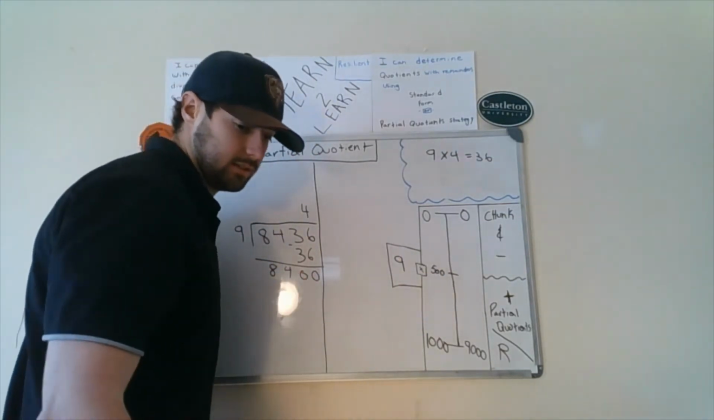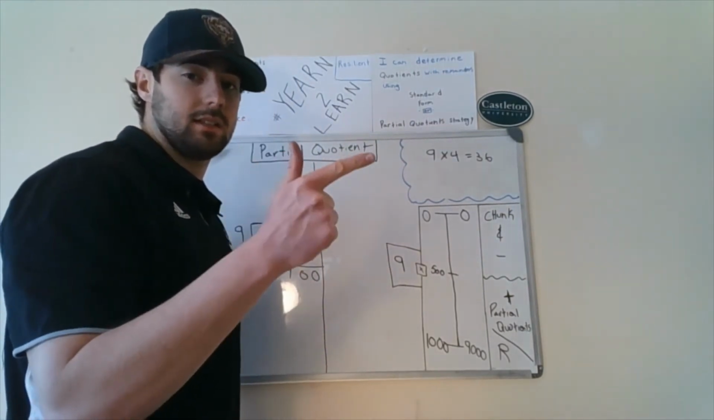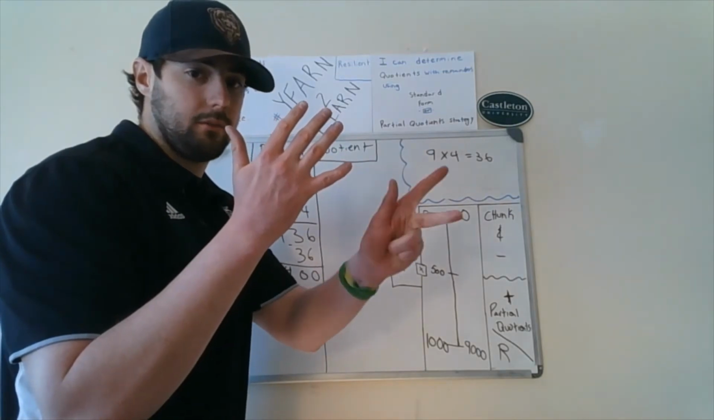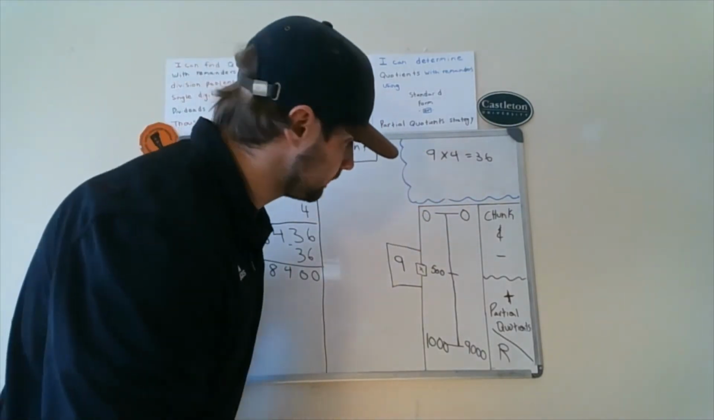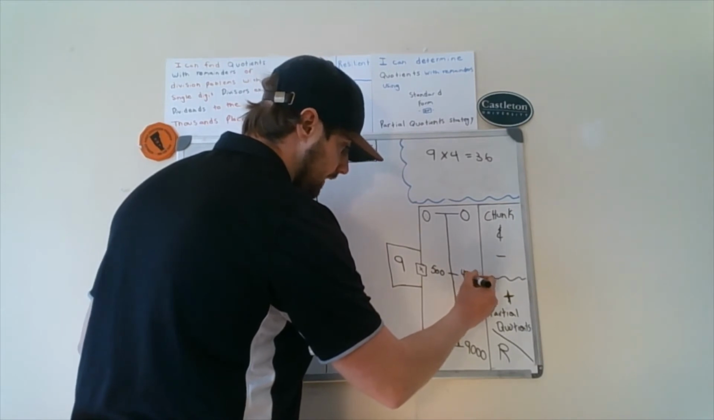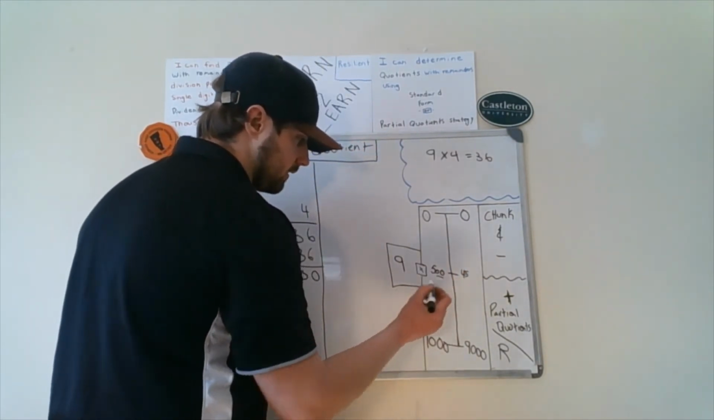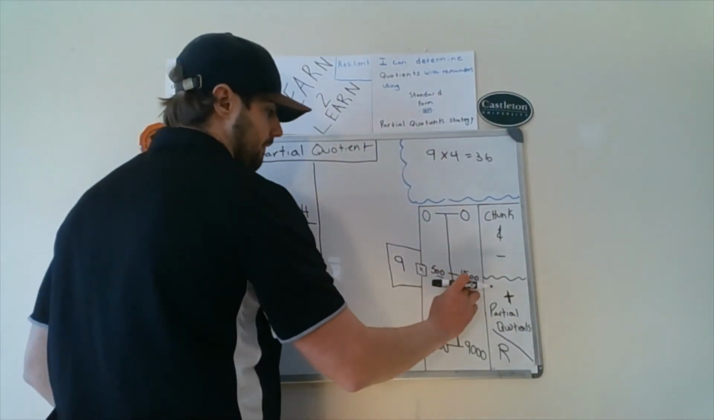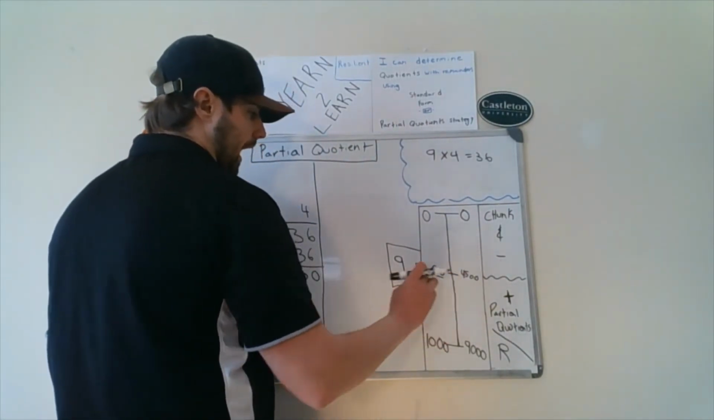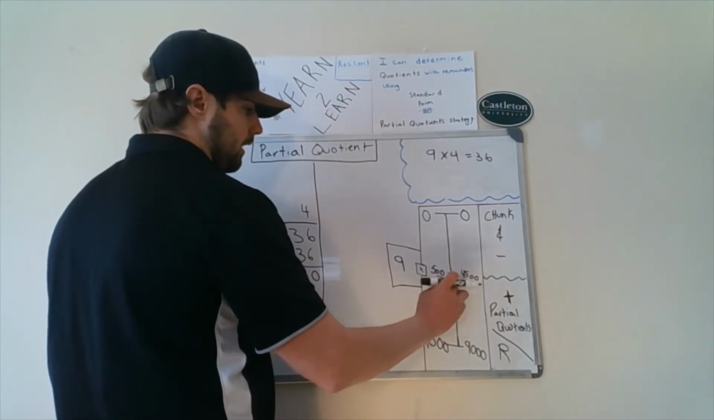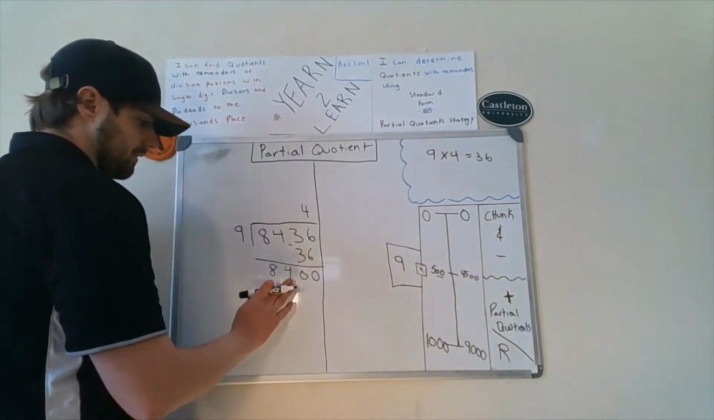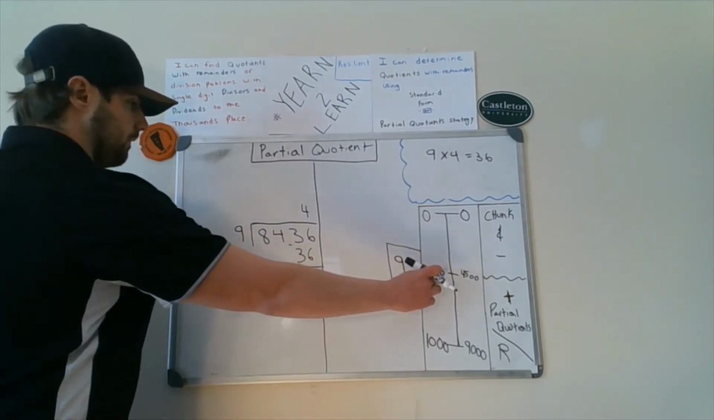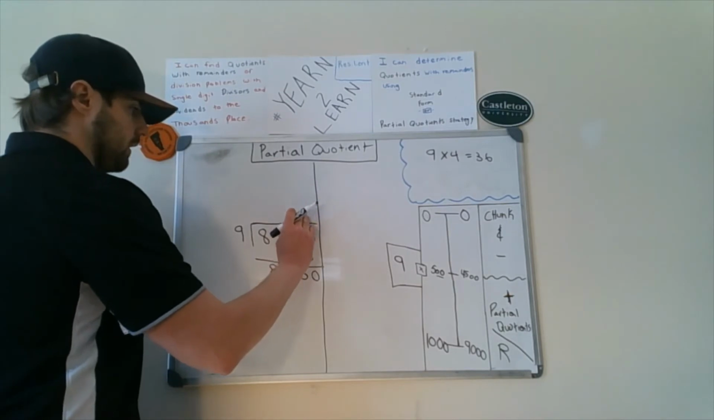9 times 5 is, count with me, 5, 10, 15, 20, 25, 30, 35, 40, 45. But I'm working with hundreds. I tack 2 zeros. 4,500. So I can chunk out 500 here and have 4,500. That is less than 8,400. Let's give it a shot. 500. Let's chunk out that 500.